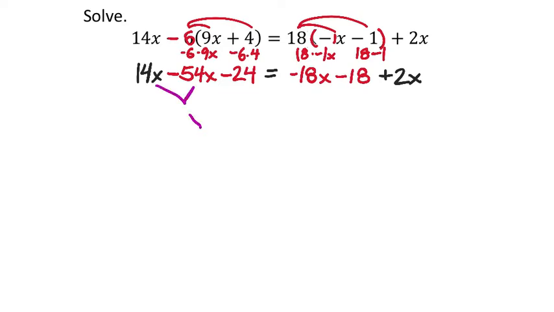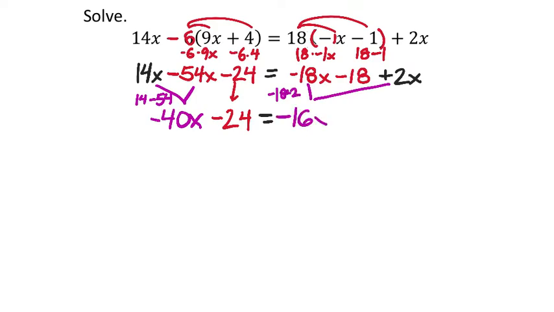So right here for my x terms, I've got to take 14 and subtract 54. That's going to result in negative 40x's. Now for the left side, there's nothing to do with the negative 24, so it just drops. We didn't combine it with any other constants there. On the right side, though, I have negative 18x's plus the 2x's, and negative 18 plus 2 is negative 16 x's. And then the negative 18 just drops. Okay, so this is my new equation after distribution and combining like terms. That's as simplified as I can make it right now.